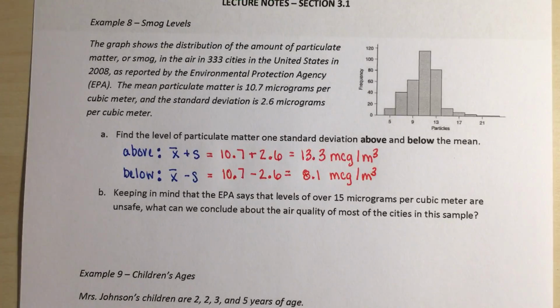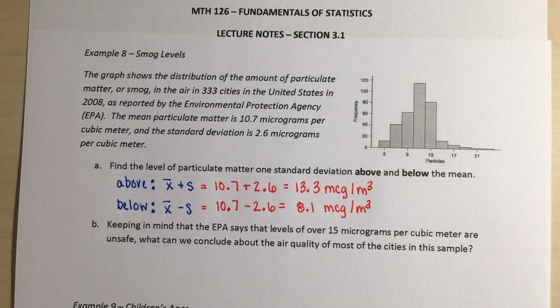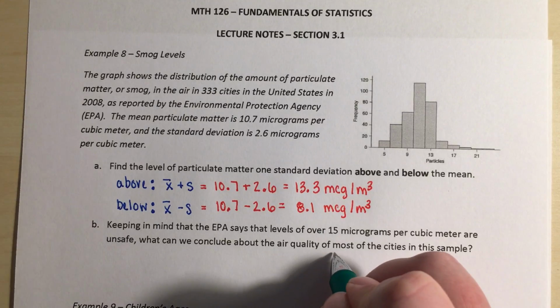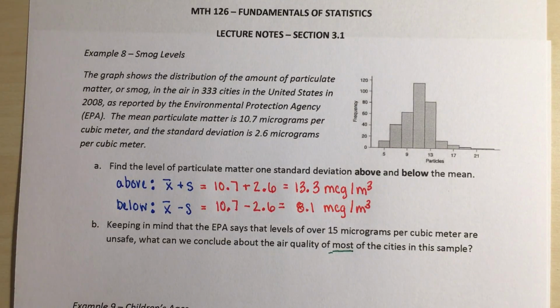Now we're going to use this to answer part B. Part B says, keeping in mind that the EPA says that levels of over 15 micrograms per cubic meter are unsafe, what can we conclude about the air quality of most of the cities in this sample? Remember, most ties to our standard deviation.